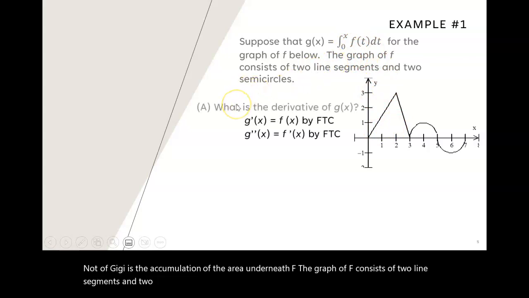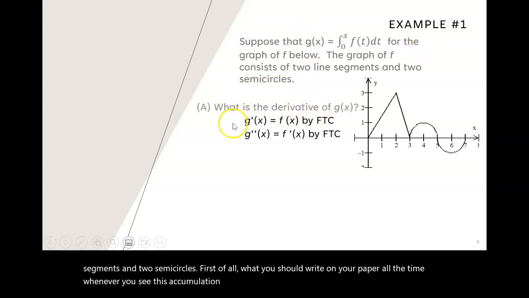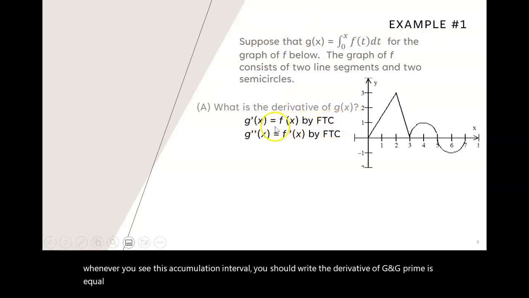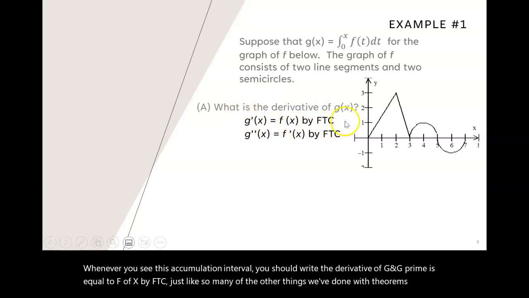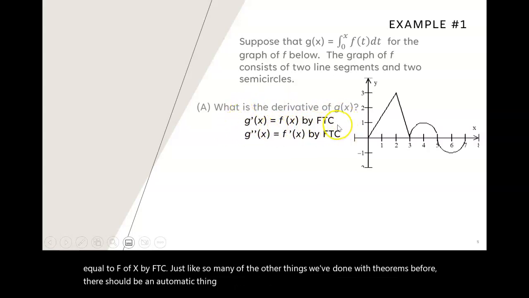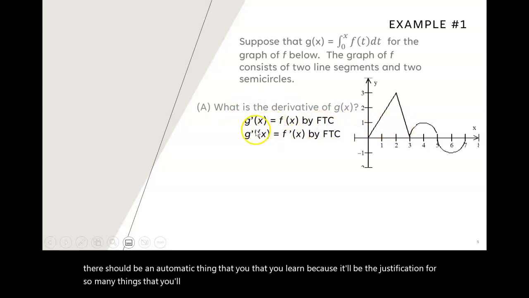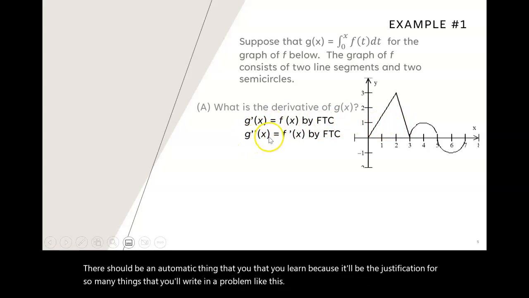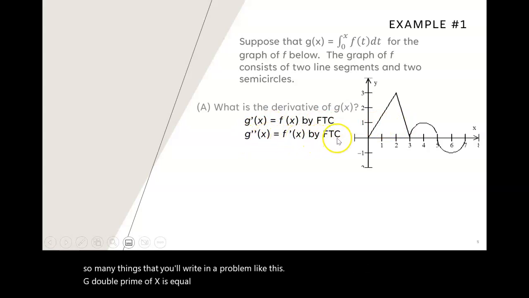First of all, what you should write on your paper all the time, whenever you see this accumulation integral, you should write the derivative of g. And g prime is equal to f of x by FTC. Just like so many of the other things we've done with theorems before, this should be an automatic thing that you learn, because it'll be the justification for so many things that you'll write in a problem like this. g double prime of x is equal to f prime of x by FTC, so we might need something about the second derivative as well.